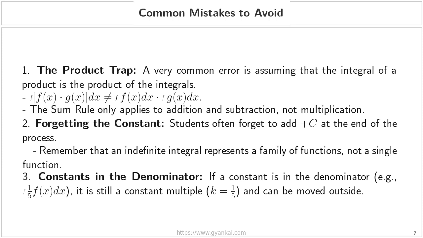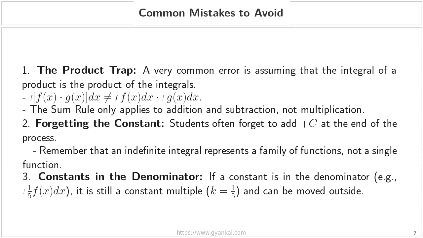3. Constants in the denominator. Sometimes you'll see an integral where a constant is in the denominator. For example, the integral of 1/5 times f of x with respect to x, don't let that throw you off. That constant is still just a constant multiple. In this case, k equals 1/5.